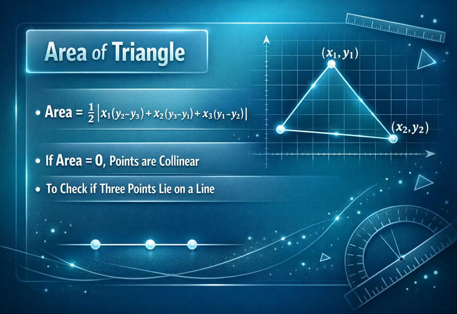The area of a triangle with vertices (x1, y1), (x2, y2), and (x3, y3) equals 1/2 times the absolute value of x1 times (y2 minus y3) plus x2 times (y3 minus y1) plus x3 times (y1 minus y2). If the area equals 0, the 3 points are collinear. They all lie on the same straight line.